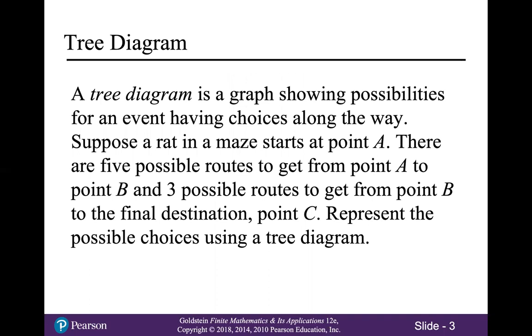Suppose a rat in a maze starts at point A. There are 5 possible routes to get from point A to point B, and 3 possible routes to get from point B to the final destination, point C. Let's represent the possible choices using a tree diagram.